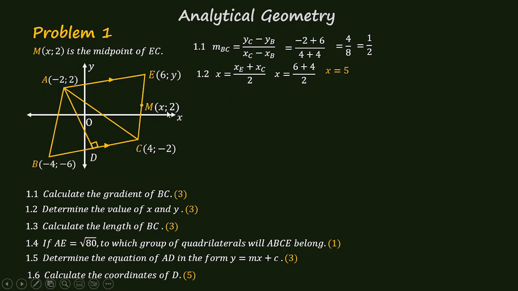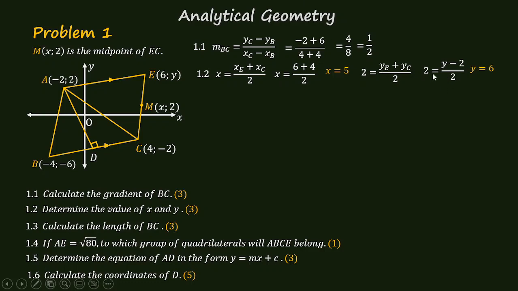We can reverse that understanding to find the value of y. So we can reverse how we calculated these two in order to find the value of y. We know that 2 is given by the average of the y values at E and C, and now we can simply substitute. We know that the y value at E is y, and the y value at C is -2. If we simplify this, we get y equals to 6.